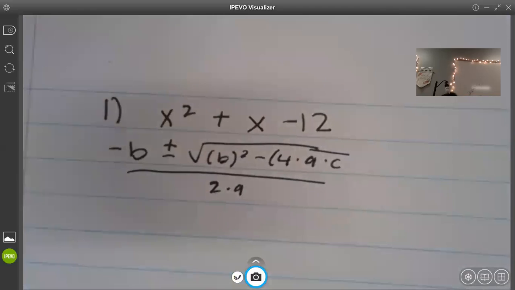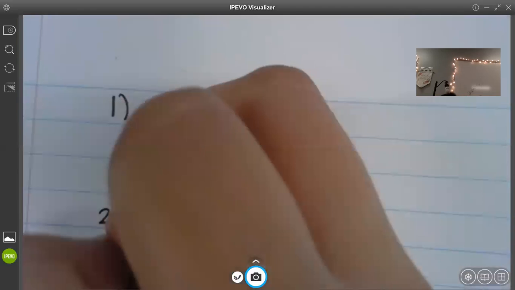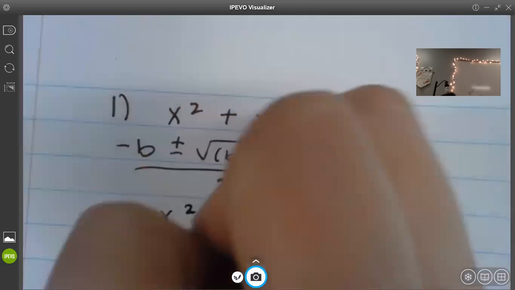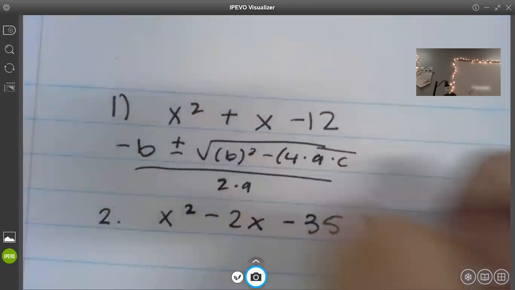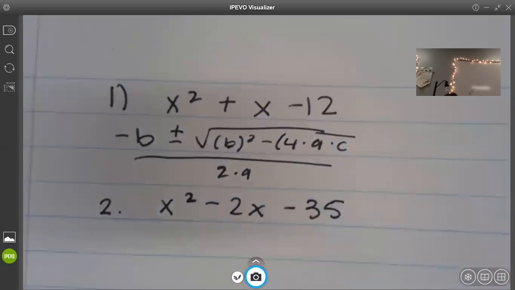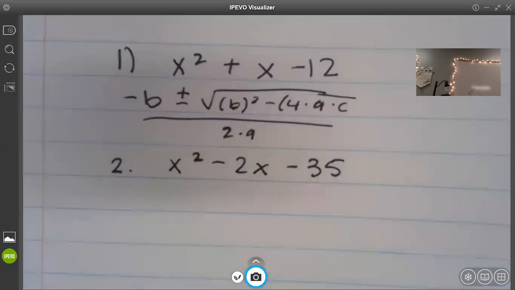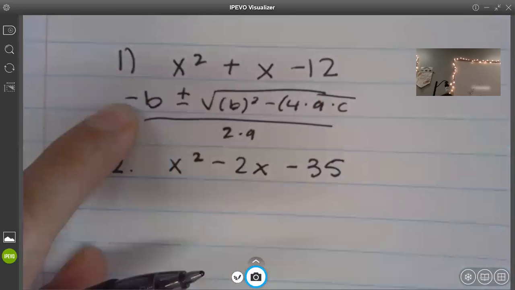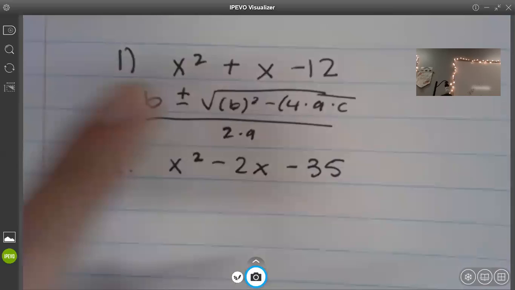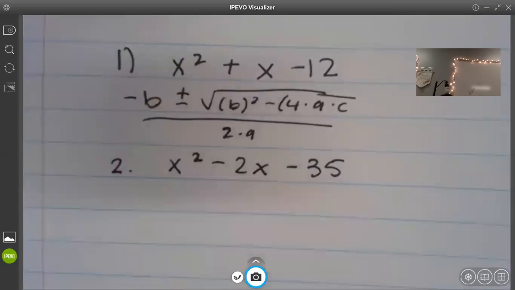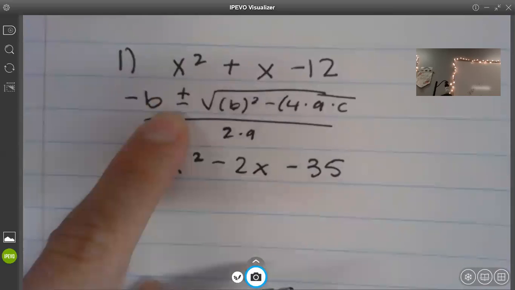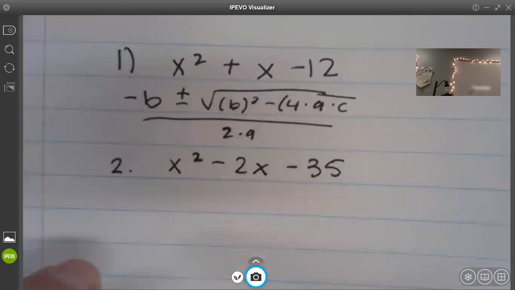Okay, number 2. Same thing. Tell me the A. Tell me the B. Tell me the C. Put in your formula. Stop the video. And tell me the answer for when it's positive. When it's plus. Now copy paste, change it to minus, and what did you get for that answer?